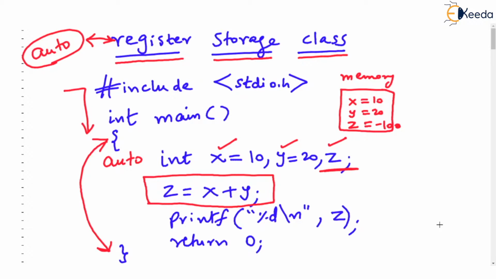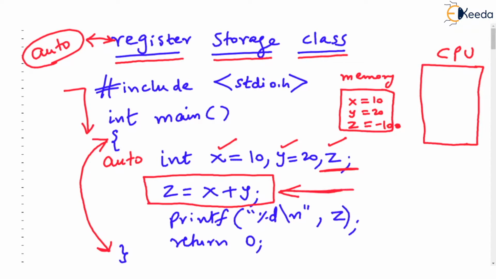But the problem is that memory cannot add, memory cannot process. Memory is meant only for storage. And here we want to process x and y. We want to add them and store the result in z. Then here comes CPU, central processing unit, or simply processor, whatever Intel processor, whatever kind of processor. Now what really happens is when you ask C language to add x and y and store the result in z, then the variable x and its value is taken into the CPU. First of all, it is brought into CPU.